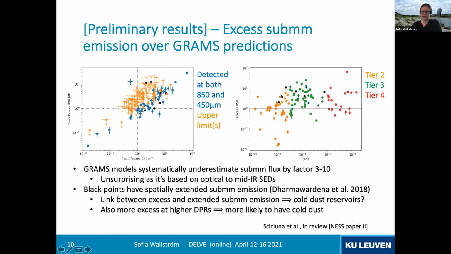On the right, we can see the 850 excess plotted against the dust production rate. And the black points, which are in both graphs, are sources where we know we have spatially extended sub-millimeter emission. So there seems to be a bit of a link between the spatially extended sources and the excess emission, which could indicate we have cold dust reservoirs, which is what we sort of expect to see and hope to see. We also see that there is more excess as you go to higher tiers and higher dust production rates, which also makes sense because these sources are then more likely to have cold dust.